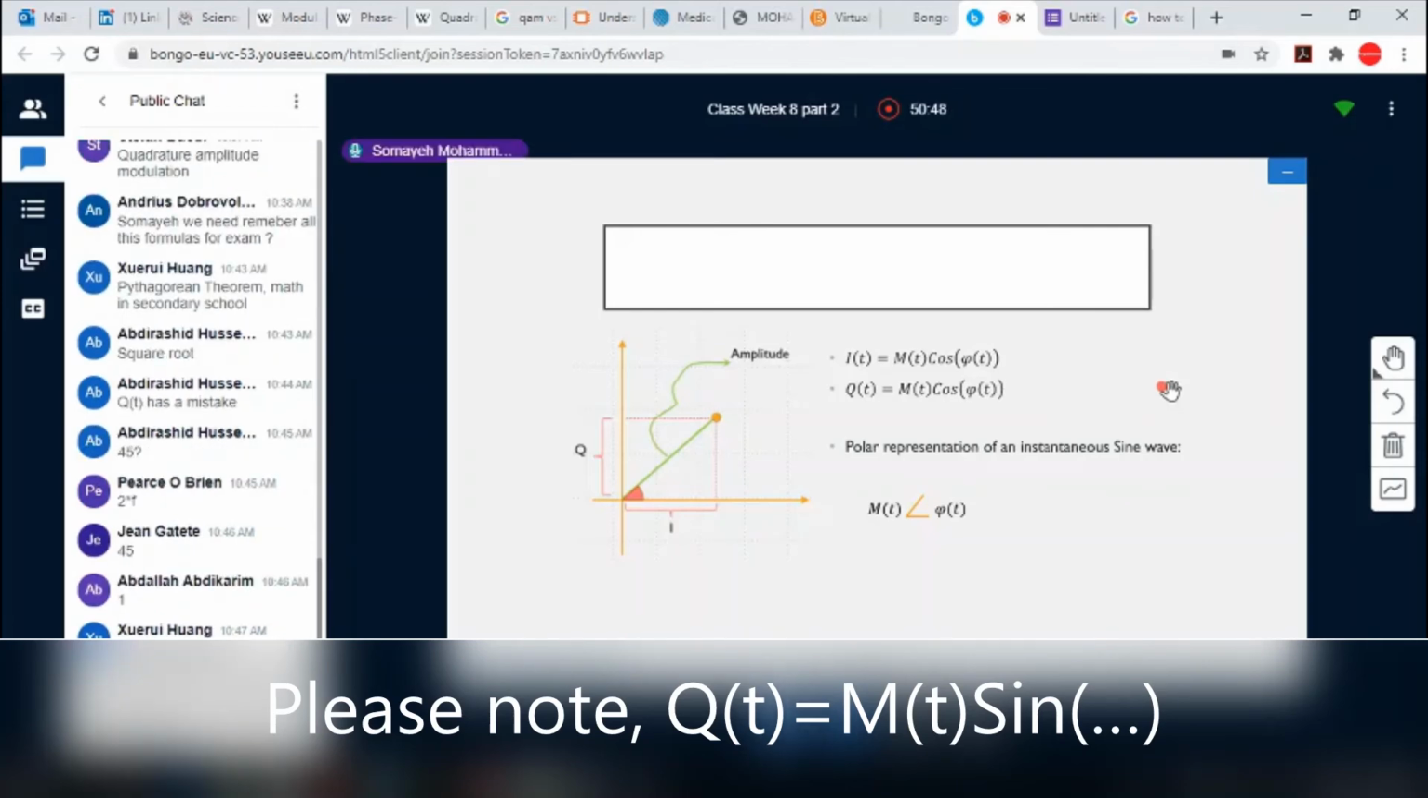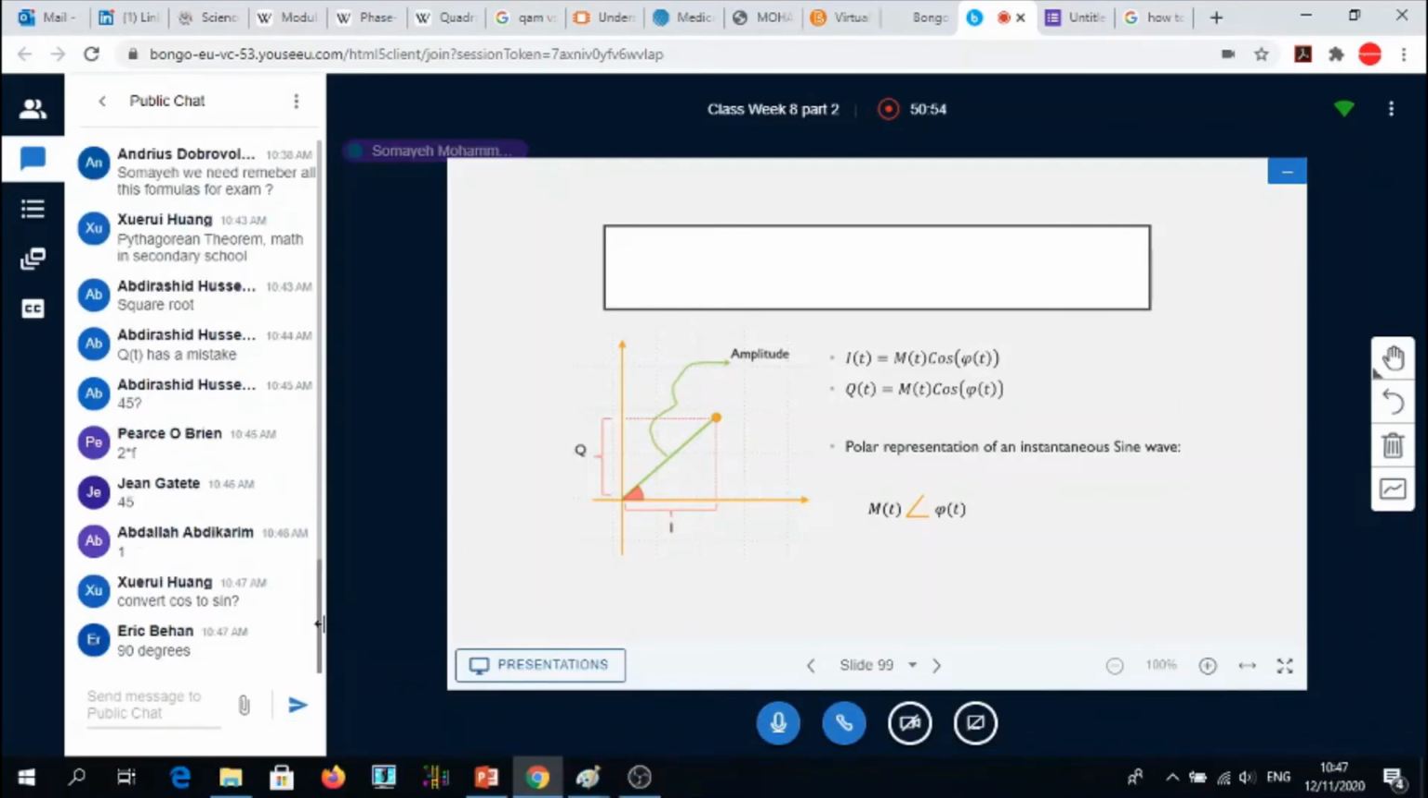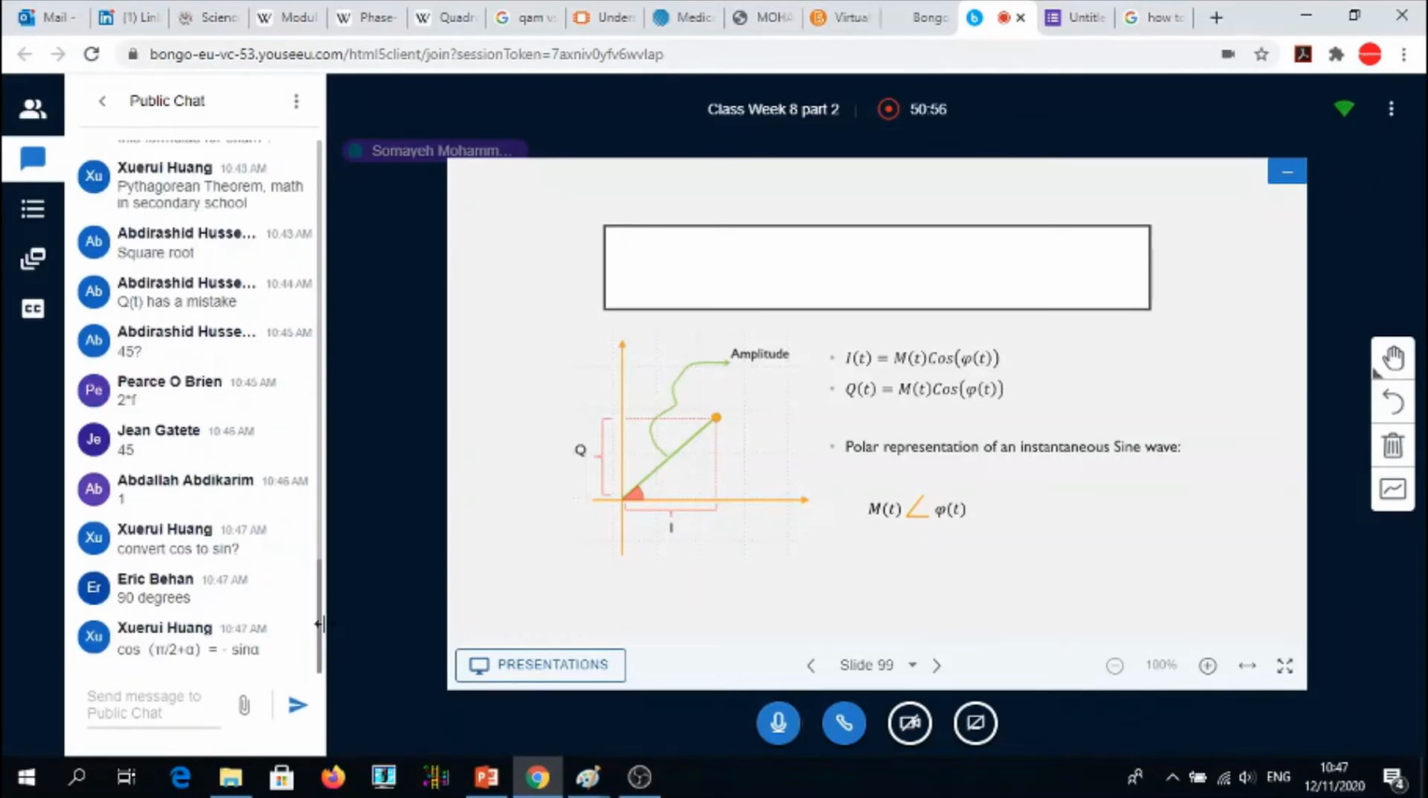Yes, convert cosine to sine, yes. Sherry, any idea? Yeah, that's it. 90 degree. That's the answer. Thank you, Eric. So by 90 degree addition in phase, we can convert them together.